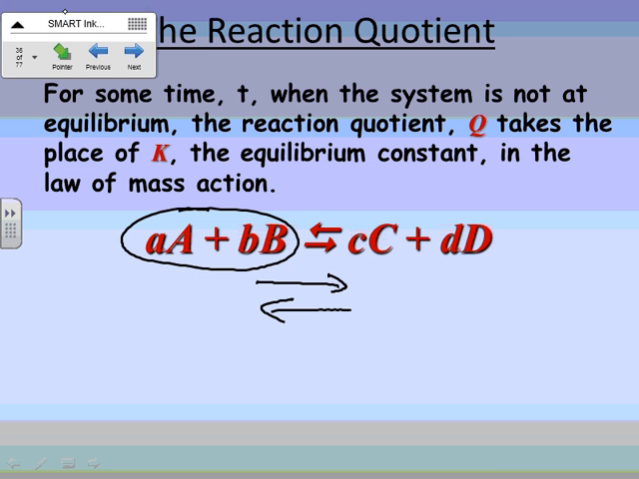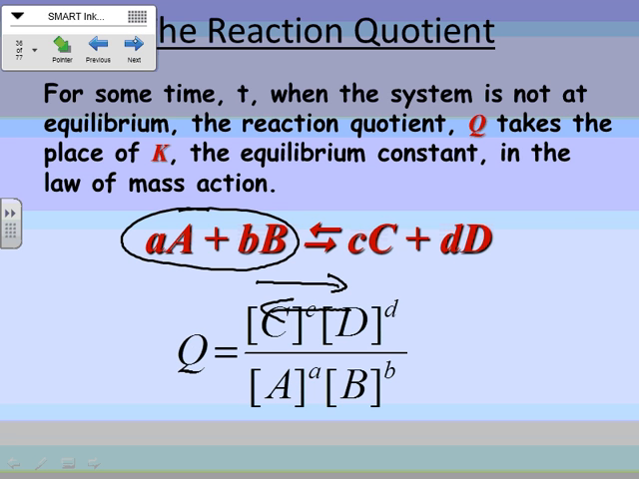Hopefully that makes sense. We'll take you through an example or two here. Notice Q is calculated, like I said, exactly the same way as K is. You've got your concentrations of your products on the top, raised to some power based on the coefficient in front of the products, and then you've got your reactants on the bottom. So again, you calculate Q exactly the same way as you calculate K.